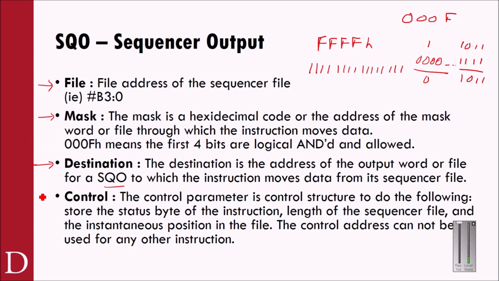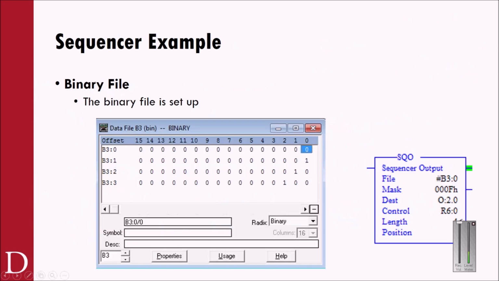And then the control. If you look at what the control is, the control parameter is a control structure to do the following: store the status byte of the instruction, length of the sequencer file, and the instantaneous position in the file. Control address cannot be used for any other purpose. So this will be the first time that you'll see the control file data files used. I tell people, we don't get real deep into what the control is, what's happening with the control. Think of the control kind of like the traffic cop. He's actually moving the things around, storing them instantaneously, and making sure everything works correctly.